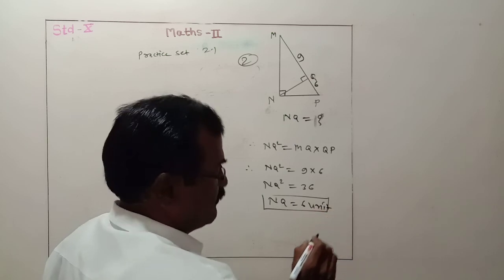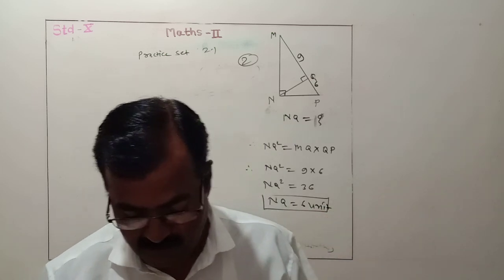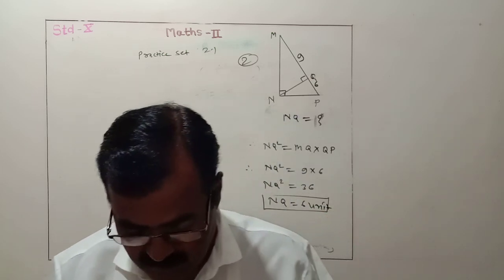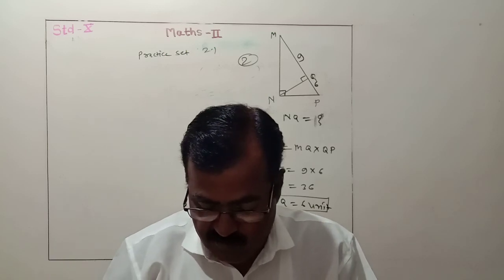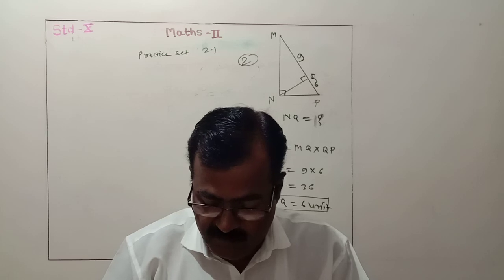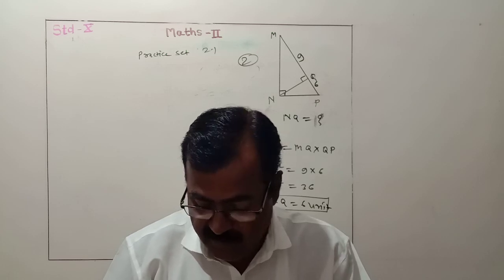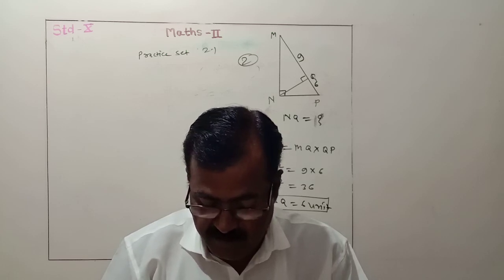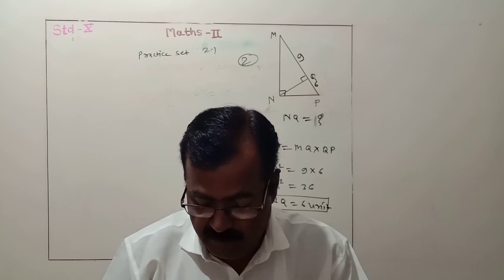This is the second example. In the third example, same as question number 2, there is also a right angle triangle and segment PM perpendicular on segment QR.